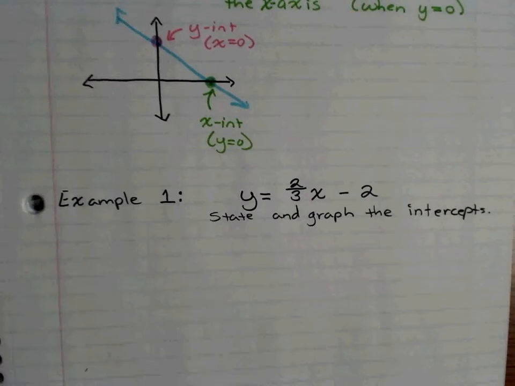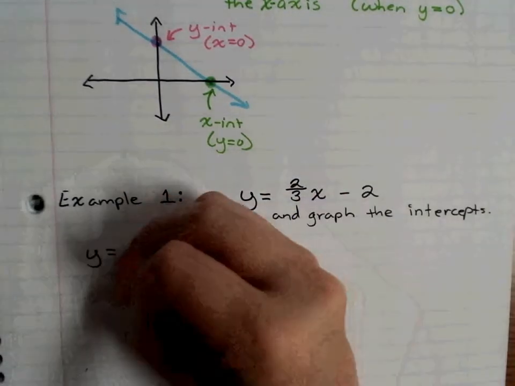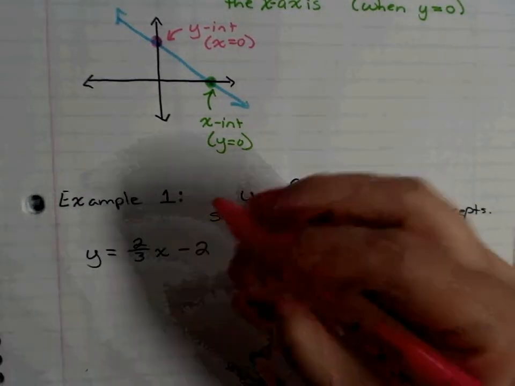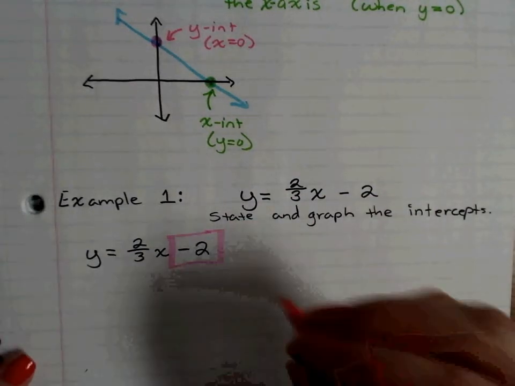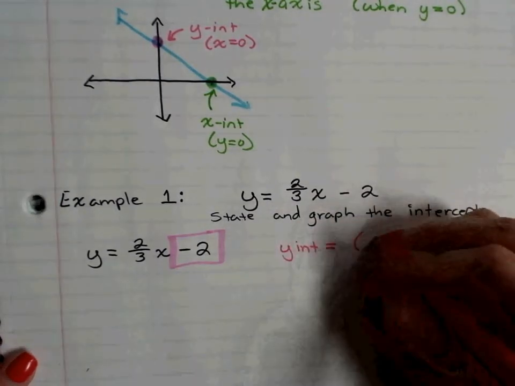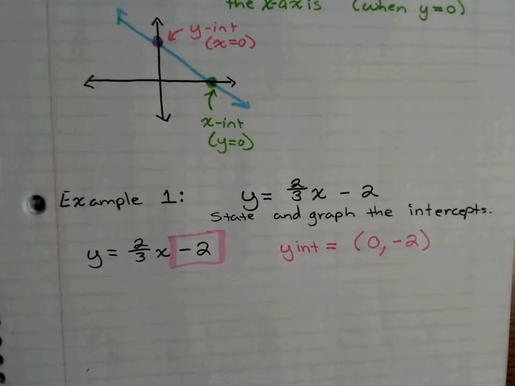Well, right off the bat, the easiest one, because it's in slope-intercept form, which intercept do I know right off the bat? The y-intercept, right? Just because of the way that it's written. Y is equal to 2/3 x minus 2. My y-intercept is that negative 2. But now I need to write it as a point. So what's the point going to be? 0, negative 2. So we have 0, negative 2.